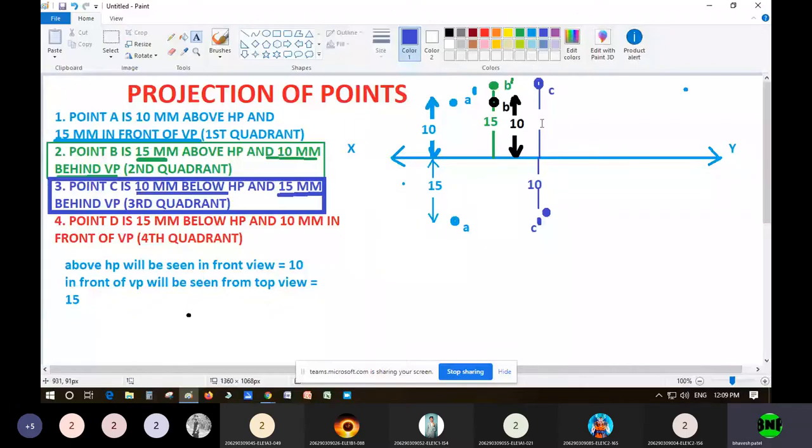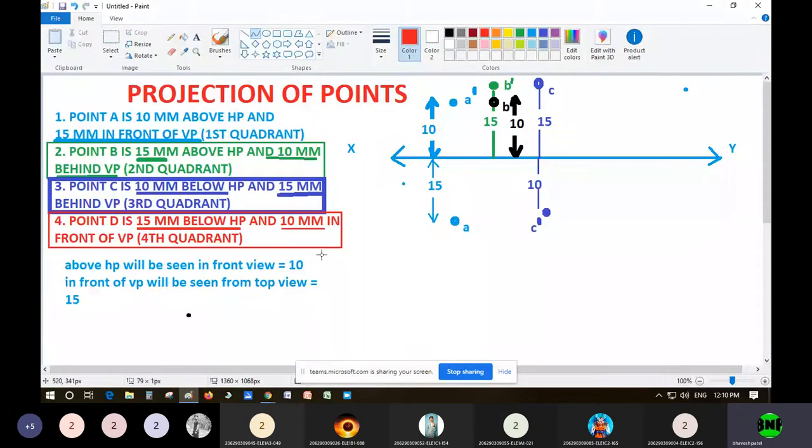Now let us consider the other point, that is point D. So point D is 15 mm below HP. You can see here, my dear students, 15 mm below HP. So below HP is again, you have to look at it from the front view. Below HP distance will be seen from the front view, right? Okay. So 15 mm below distance I have to draw from the front view.